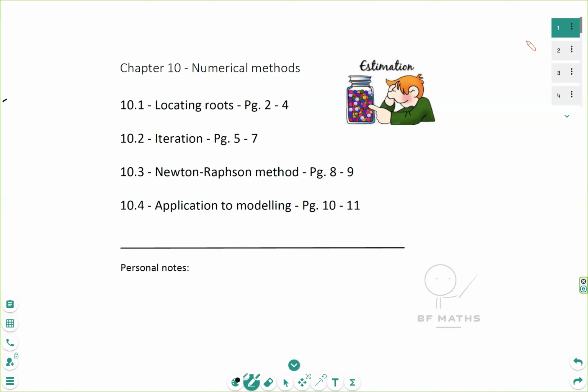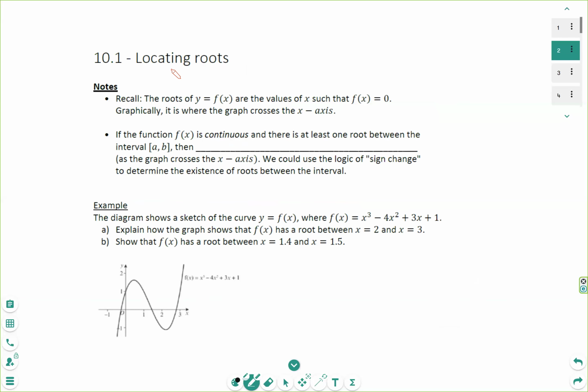Also iteration, something you've done at GCSE, however, we'll be looking into it in a bit more detail, and a new method called Newton-Raphson, and application modeling. Right, so first of all, locating roots.